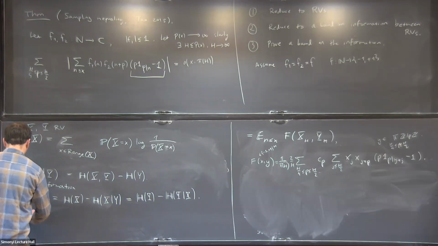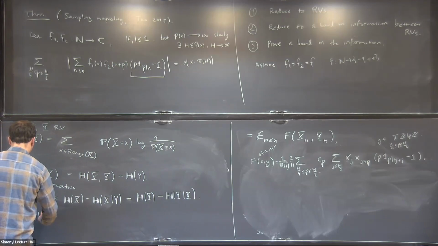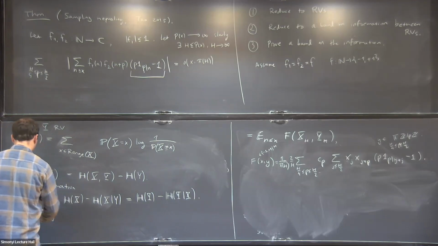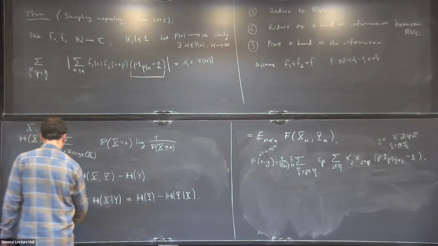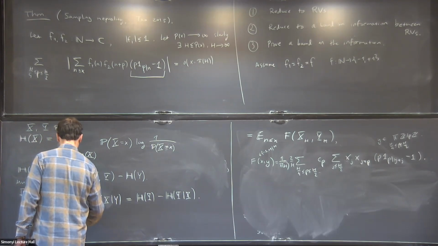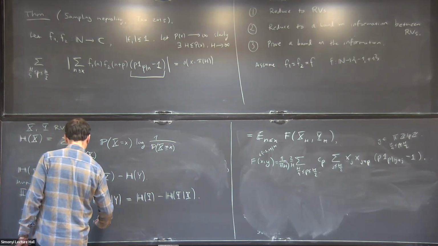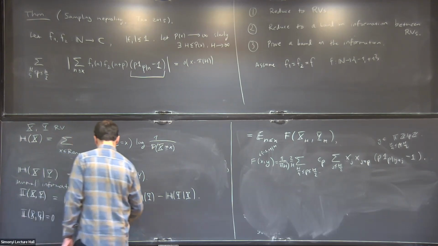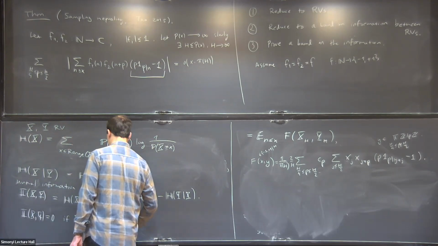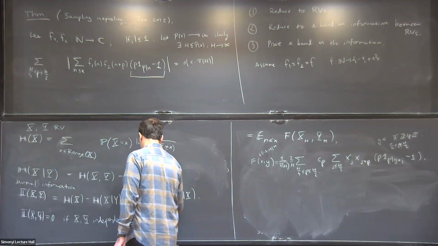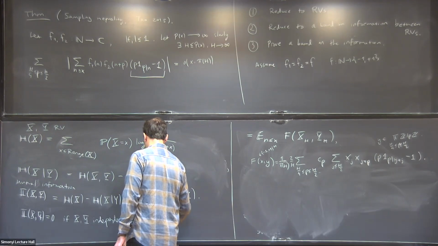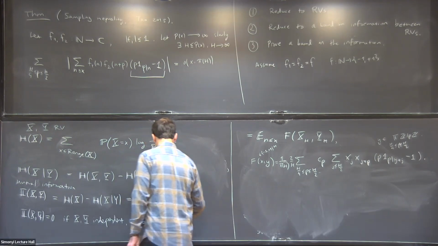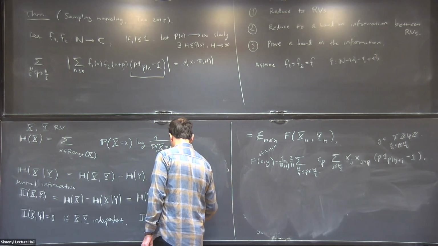Okay, so information 0 when X and Y are independent. It's always less than or equal to the minimum of the entropies.